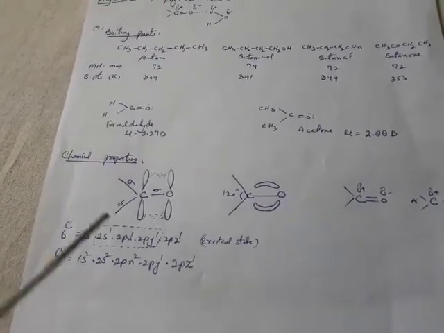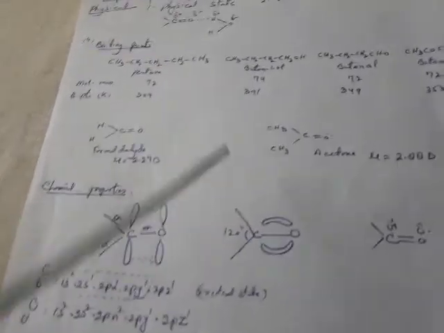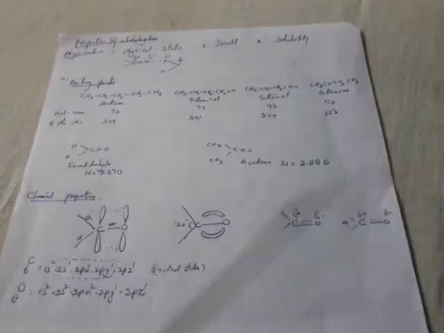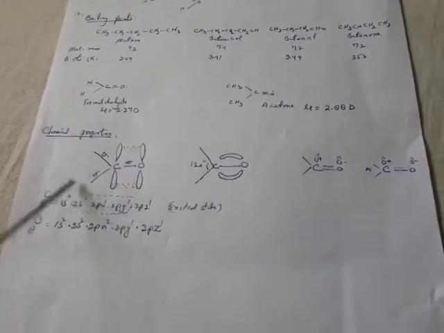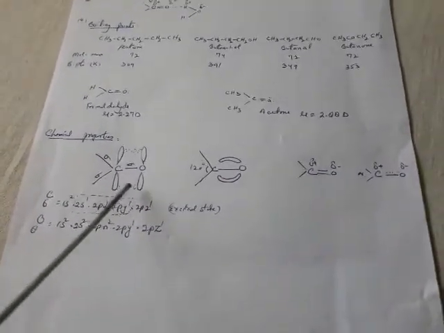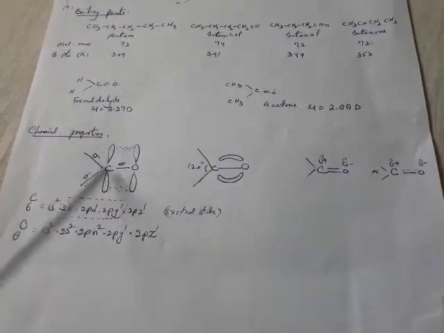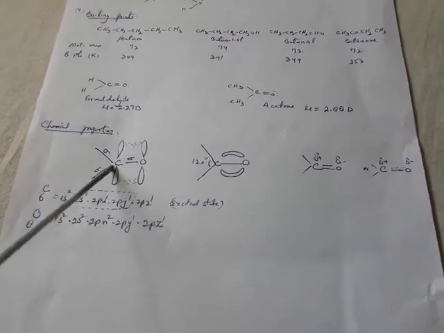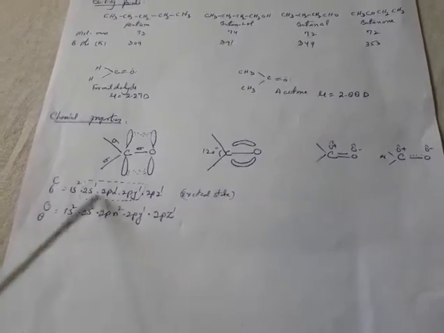aldehydes. Now then we have the chemical properties. Before going through the chemical properties of these aldehydes and ketones, let me give you an idea of the structure of this carbonyl group. As you know, both aldehydes and ketones contain this carbonyl group. The carbon atom in this carbonyl group is in a state of sp2 hybridization. This is the excited state configuration of carbon I have shown here.